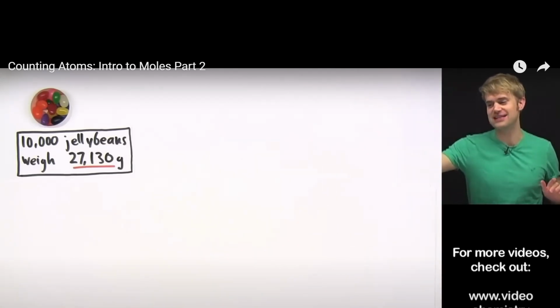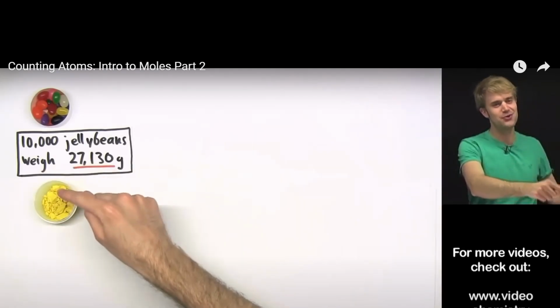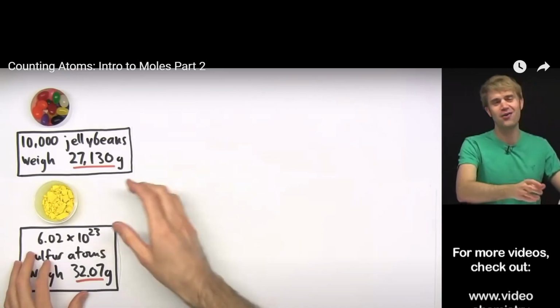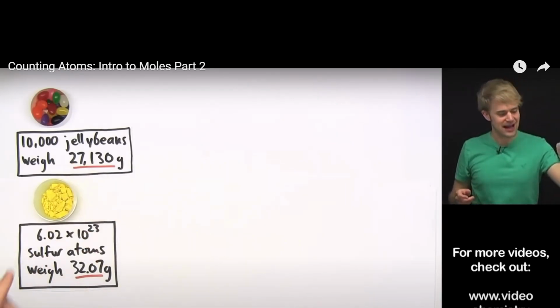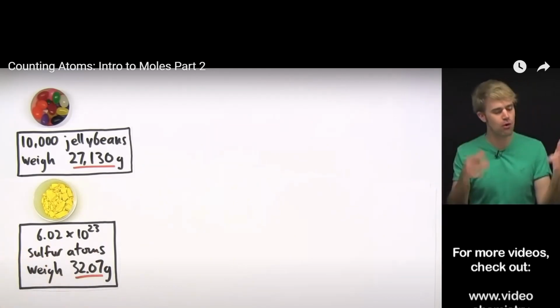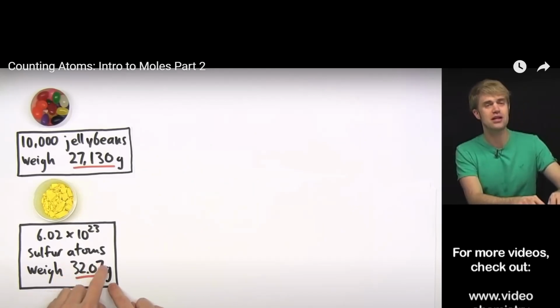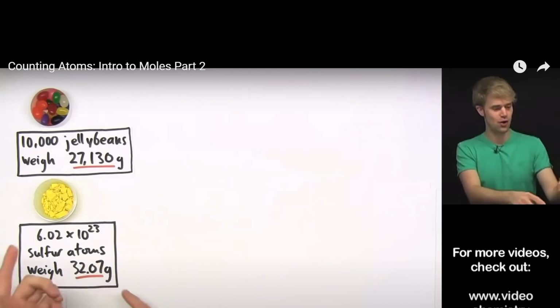We can do the exact same thing here with moles. I told you there's about 602 hexillion sulfur atoms here. Of course I didn't count that out. That's because I know that 602 hexillion sulfur atoms, a mole of sulfur atoms, weighs just about 32.07 grams. So now, I would like you to go take a look at your periodic table and find sulfur.